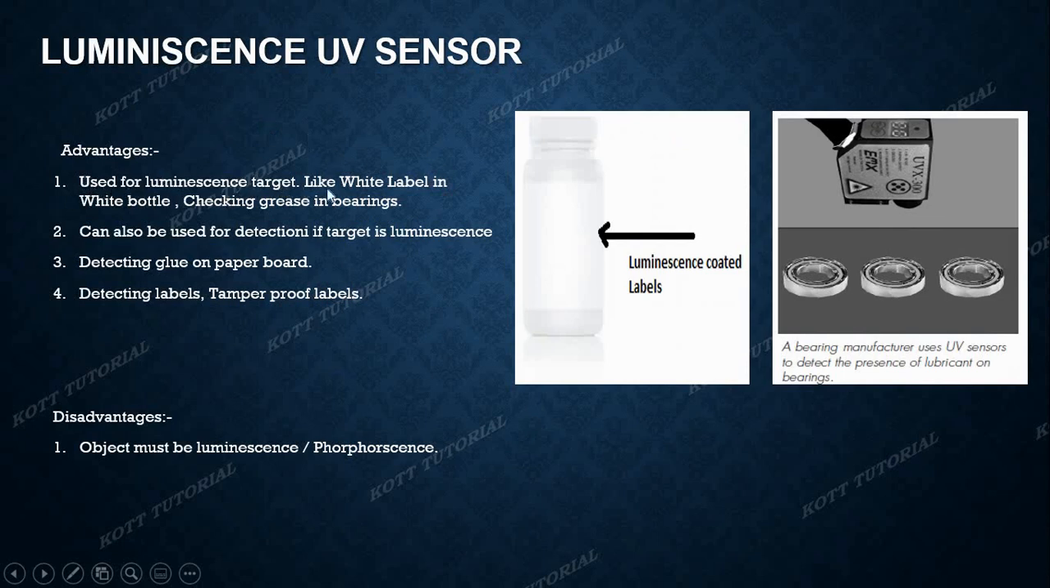Advantages: it is used for luminescence targets like a white label on a white bottle. Checking grease in a bearing: we can also check whether grease is present in the bearing or not. It can also be used for detection if the target is luminescent. Detecting glue on paperboard: glue is a luminescence material, so we can detect it. Detecting labels and tamper-proof labels. Tamper-proof labels we mostly use for our tamper-proof machines.